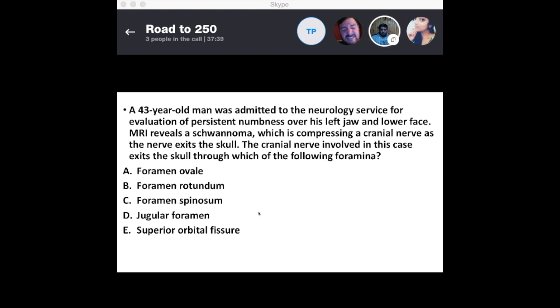So if no questions, I have a question for you. A 43-year-old man was admitted to the neurologic services for evaluation of persistent numbness over his left jaw and lower face. MRI reveals a schwannoma, which is compressing a cranial nerve as it exits near the skull. The cranial nerve involved in this case exits the skull through which of the following foramen? All right, so any guesses?